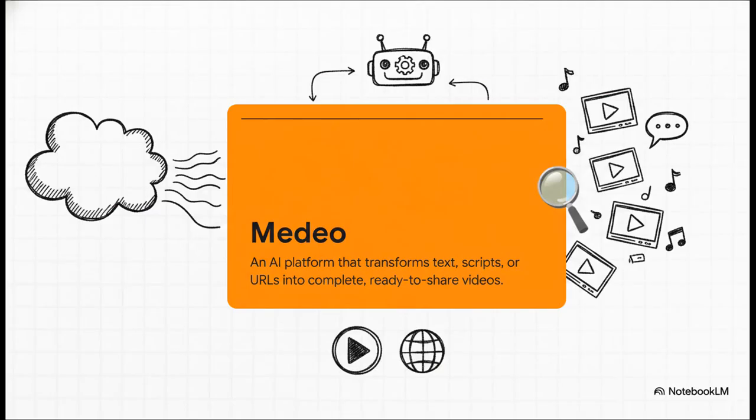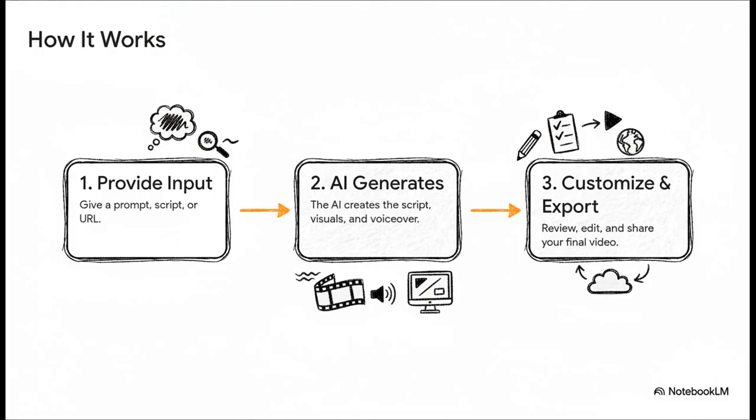Okay, so in one sentence, a tool like Medeo is designed to do all that heavy lifting for you. You basically give it some text, an idea, a script, whatever, and its job is to automatically build a complete video. We're talking visuals, voiceover, captions, music, the whole thing. The way to think about using it is actually really simple. It's kind of like a three-step process. First, you give it your input. That could be a simple idea, a full script, or even just a link to a blog post. Second, the AI takes over. It generates the script, it picks out the visuals, it adds the voiceover. And then third, it comes back to you. You get to review it, make your tweaks, and then export the final video.